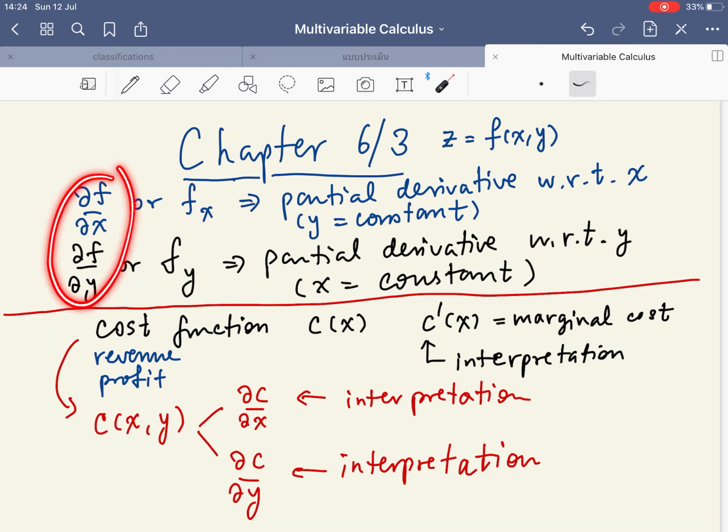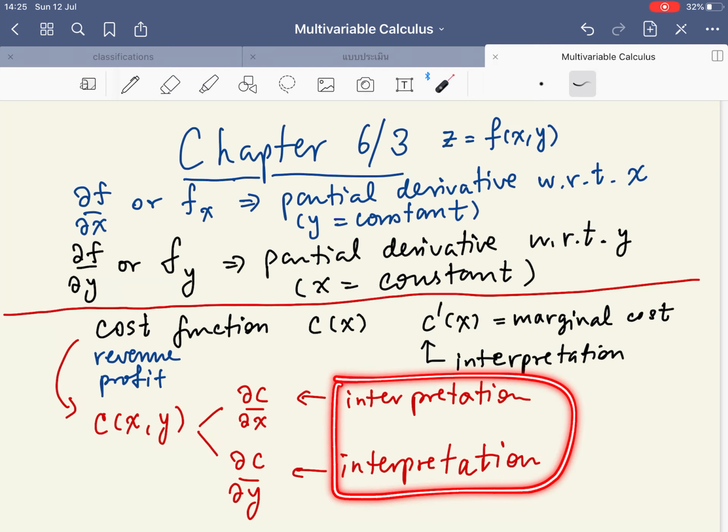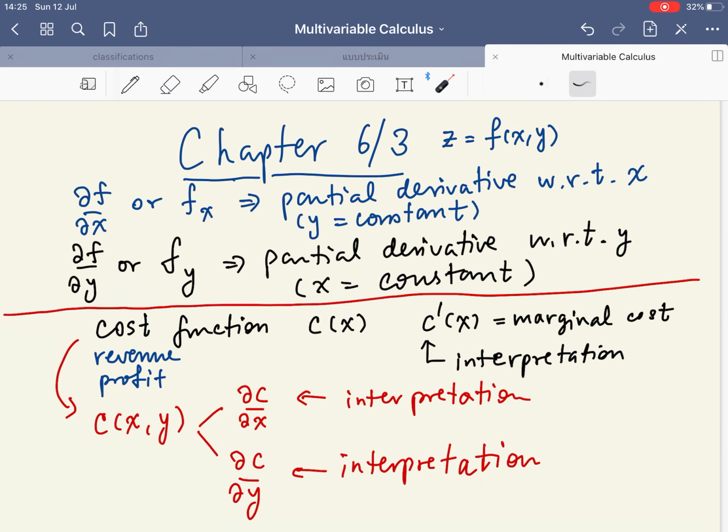a partial derivative. In terms of a cost function, you can have a cost function that depends on several products, right? And you can find a marginal cost with respect to x, and a marginal cost with respect to y, and both of them have their own interpretation. So let us take a look.